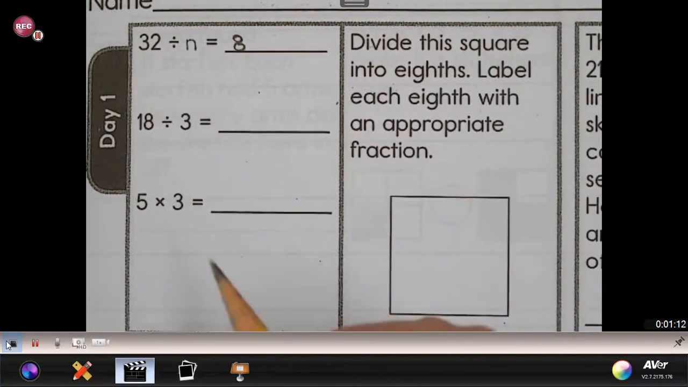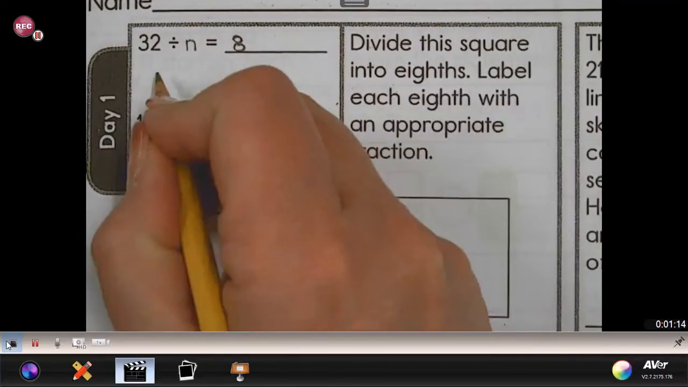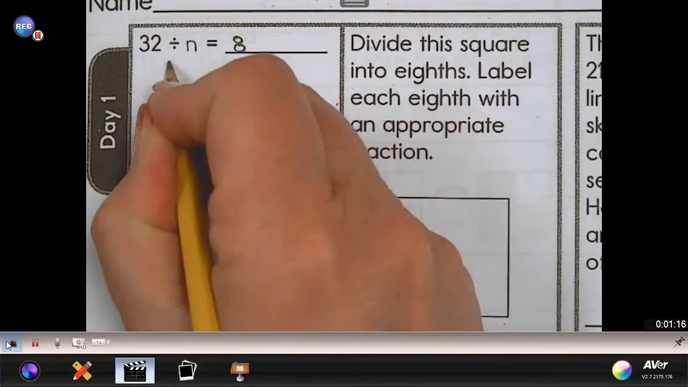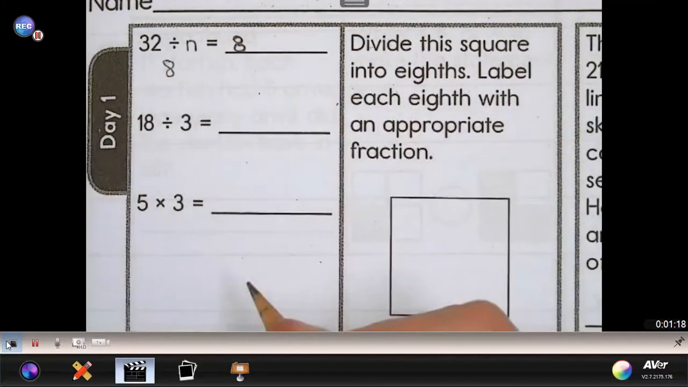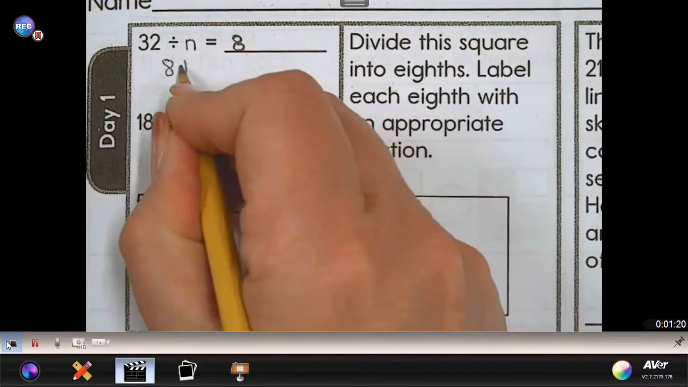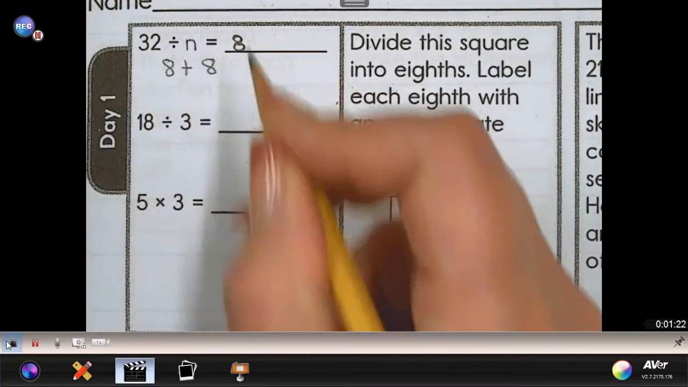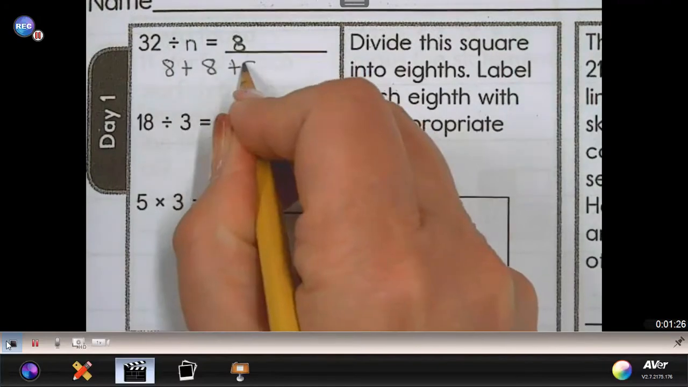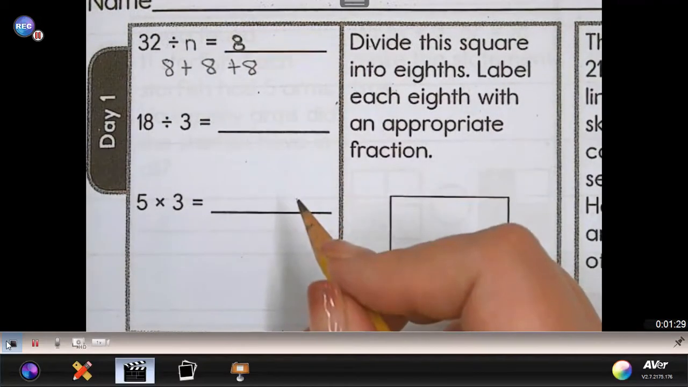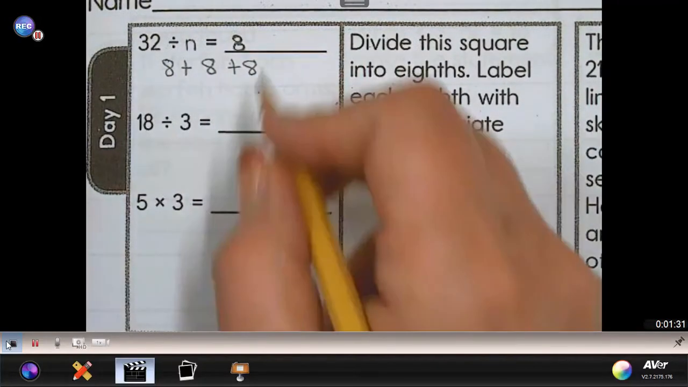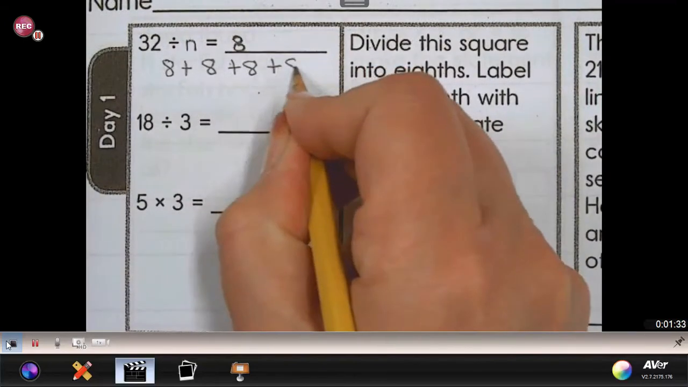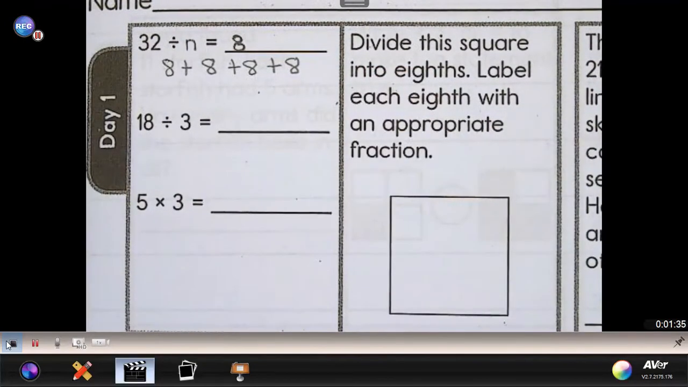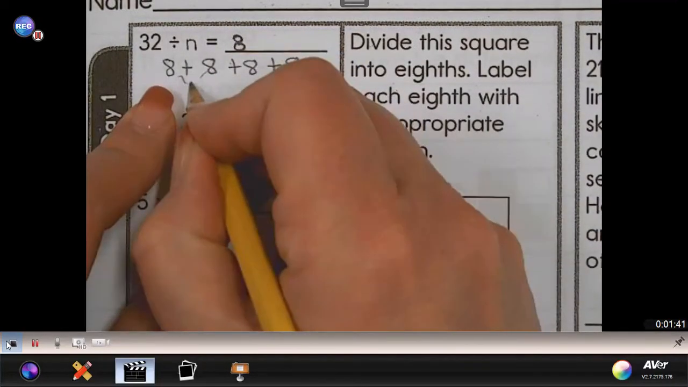So we could do a few things. We could add groups of 8. So here's a group of 8. And here's a group of 8. That makes 16. Here's a group of 8. That makes 24. And here's a group of 8. That makes 32.